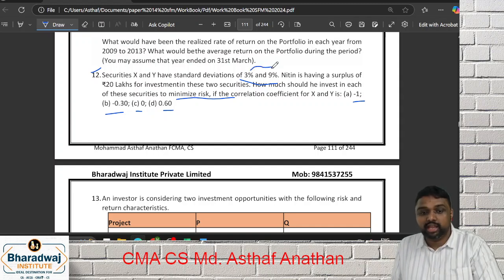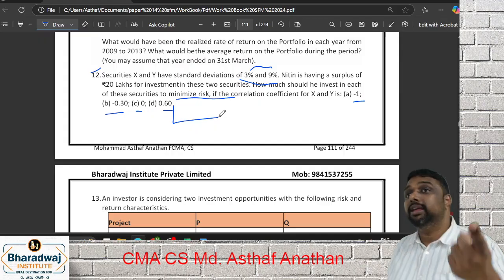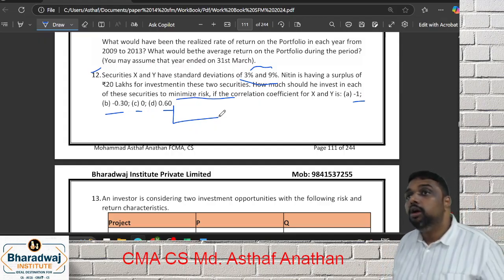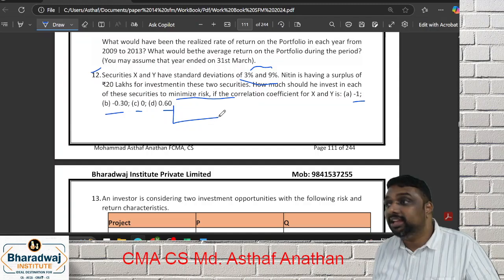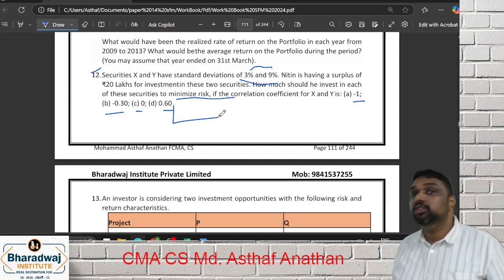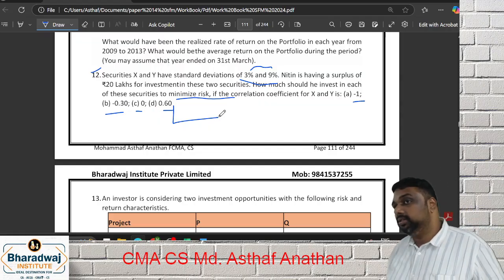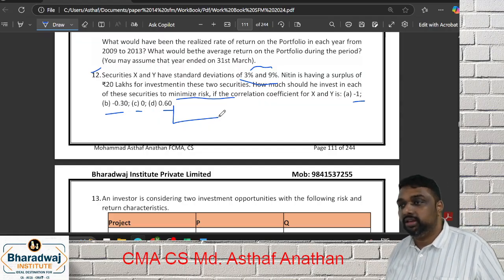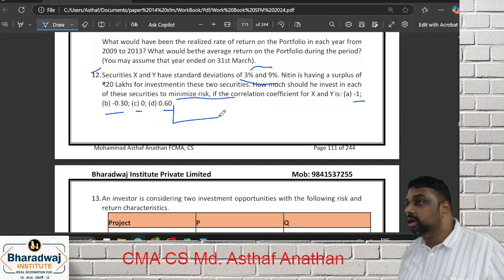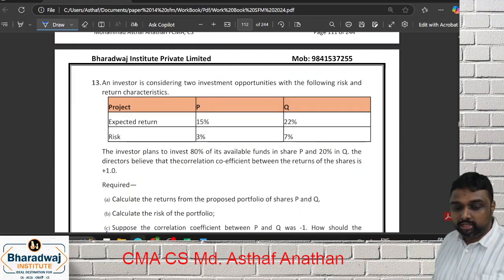When you do this question, the last method is 0.6. If I am not wrong, you will get greater than 1. You can check your answer. So if you get greater than 1, what is the meaning, friends? You can't diversify. That is how the question is. Are you clear? These are all the same points.